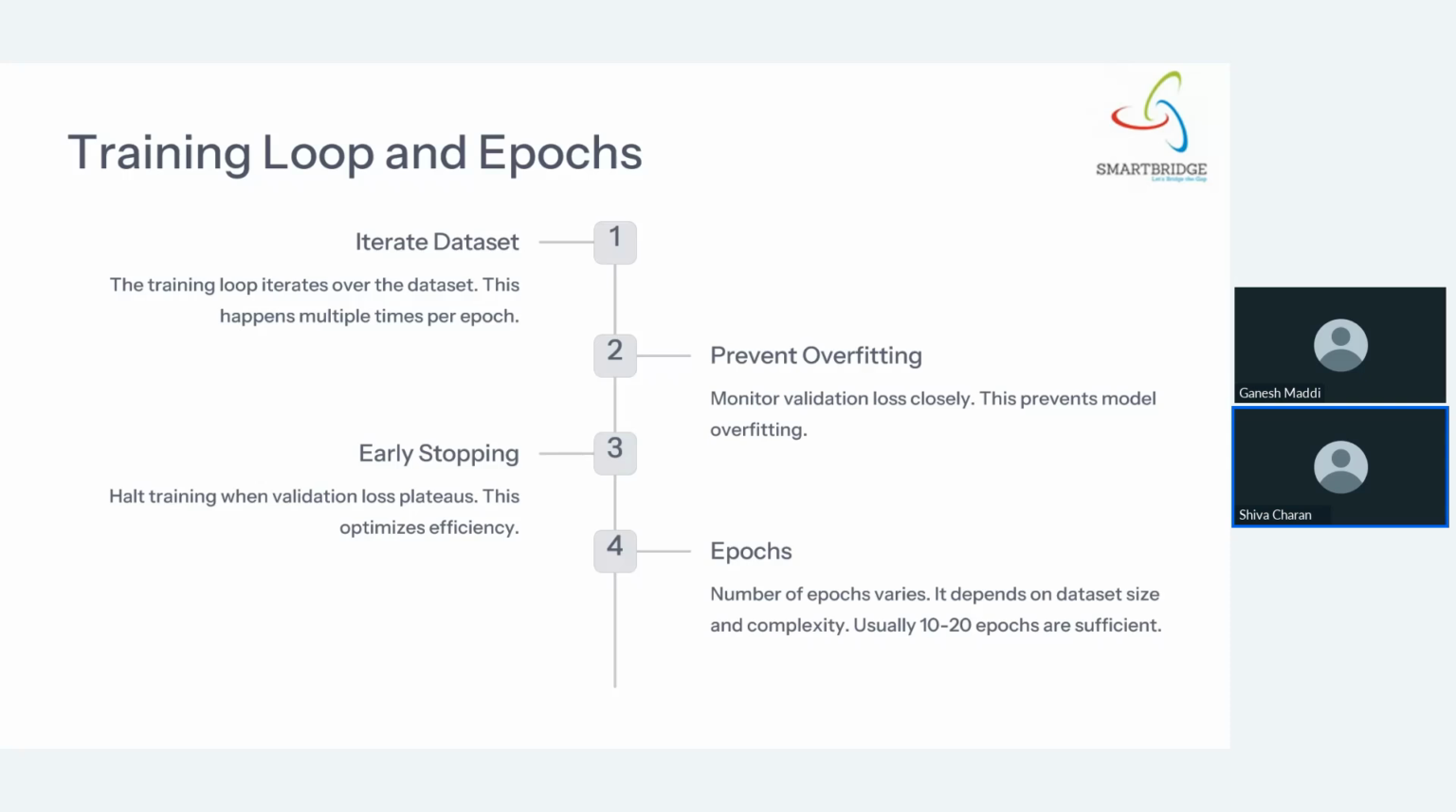Okay. And then comes the epochs. The number of epochs varies from dataset to dataset, depending on the dataset size and also its complexity. Usually a few epochs are sufficient to complete the process.